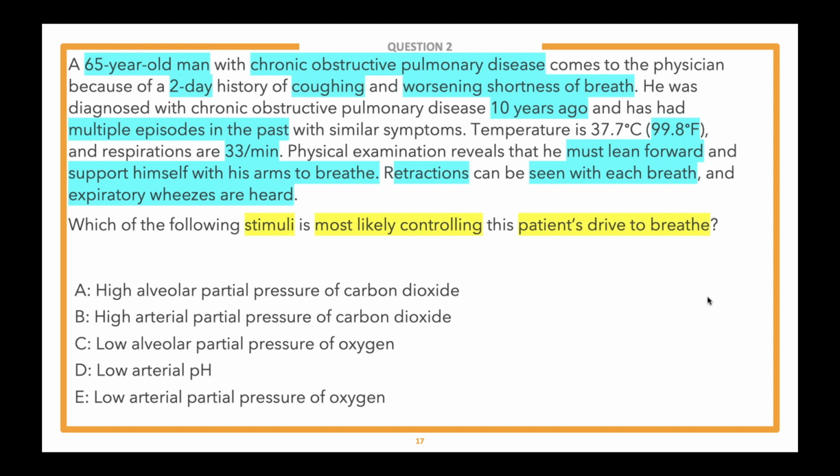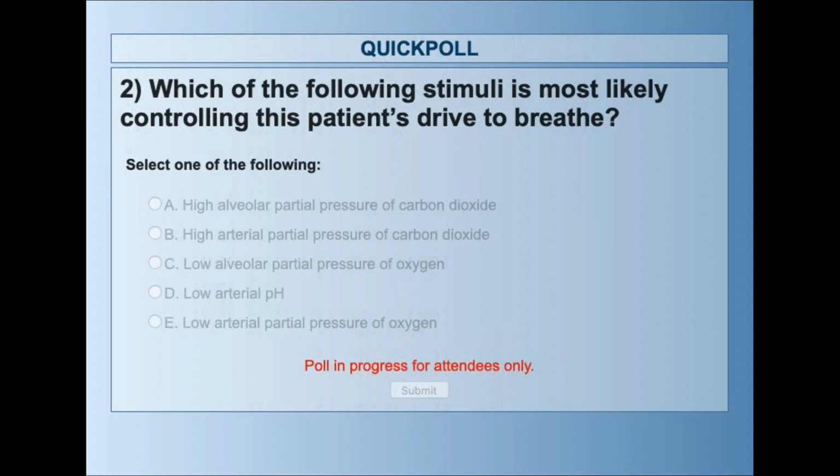We're going to open up that poll. Go ahead and select what you think is the best answer here, and we'll talk about it in just a few seconds.